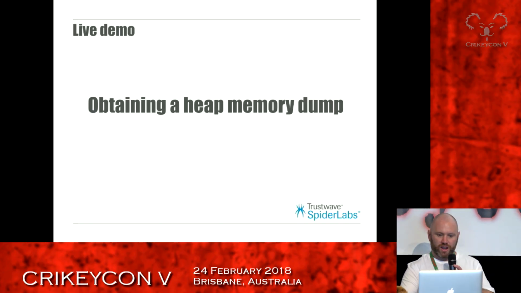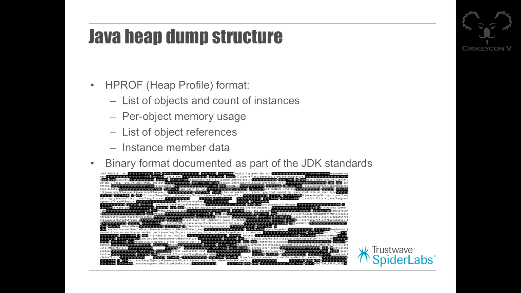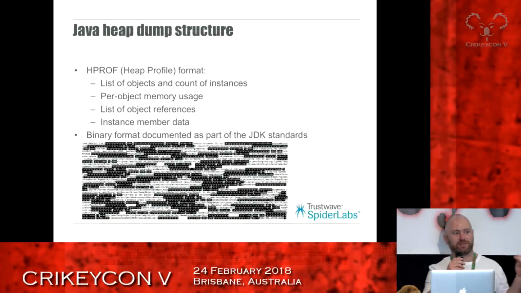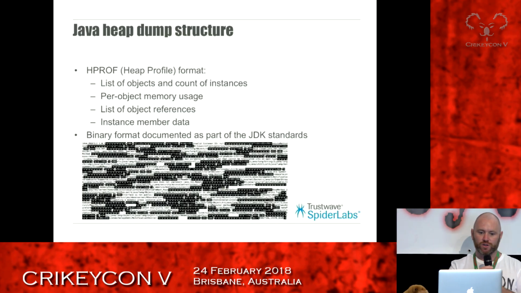Awesome. Okay, so the next step is, now you've got a heap memory dump, what can you do with it? That screenshot's not going to render properly, but that is just to show you that it is a completely binary format. Just running strings on it or trying to analyze it without any tools is a pointless endeavor. The format is hprof, which stands for heap profile. It can contain some CPU instrumentation data as well, but generally by default it has the list of all the objects and counts of instances of that type of object, the per-object memory usage, and then most importantly, it has all of the instance member data. So everything that's actually stored in memory for instances of a particular class, you can extract.